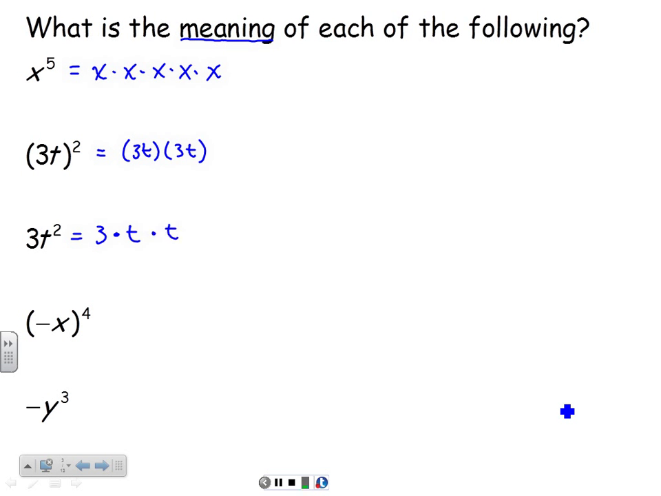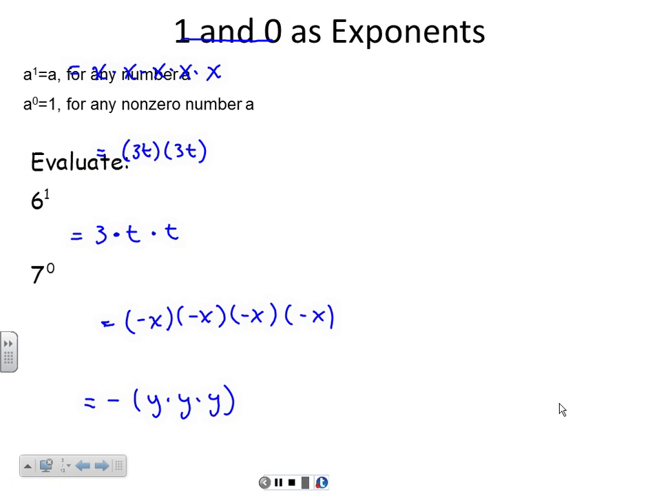And it's important that you know the meaning of these. And so this one, again, your base is negative x, so you'll have negative x times itself 4 times. This one, however, says to take the opposite, and your only base is going to be y. So you have y cubed. So again, it's important that you understand the meaning so that you can evaluate these.